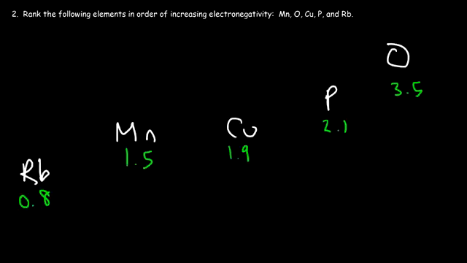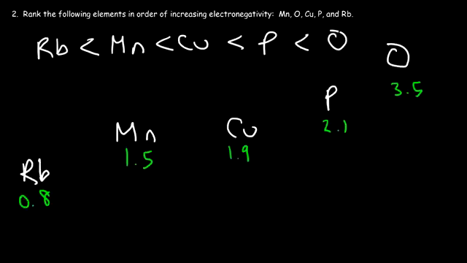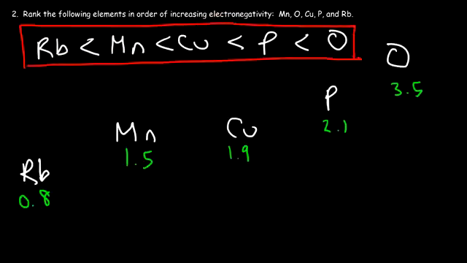So oxygen is highly electronegative. Rubidium is electropositive. So to rank them in order of increasing electronegativity, we need to write them from the lowest value to the highest value. So we're going to start with rubidium, which is less than manganese, which is less than copper, which is less than phosphorus, and that's less than oxygen. So this is the answer right here. That's how you can rank the elements in order of increasing electronegativity.